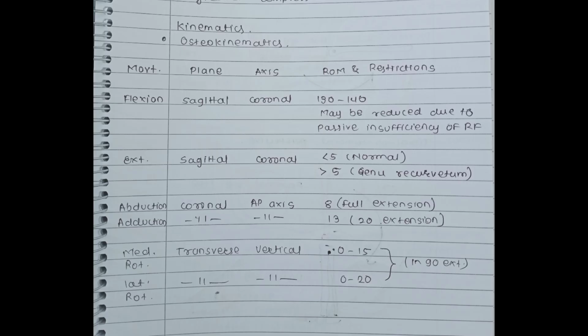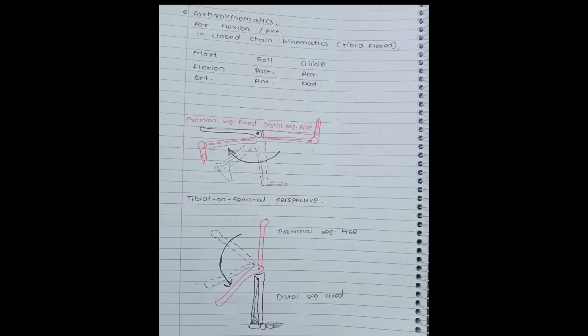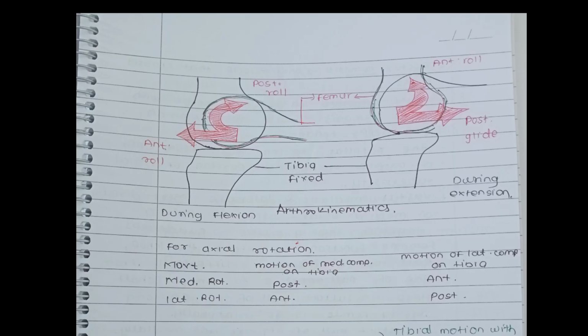Next comes the kinematics, in which for osteokinematics you draw the chart according to the movement, plane, axis and range of motion. In movement: flexion, extension, abduction, adduction, medial and lateral rotation. Next is arthrokinematics, in which you have to write about the roll and glide movement of the knee joint. In this diagram you will see clearly the tibia is fixed. During the flexion there is a posterior glide and anterior roll, and during the extension there is an anterior roll and posterior glide.